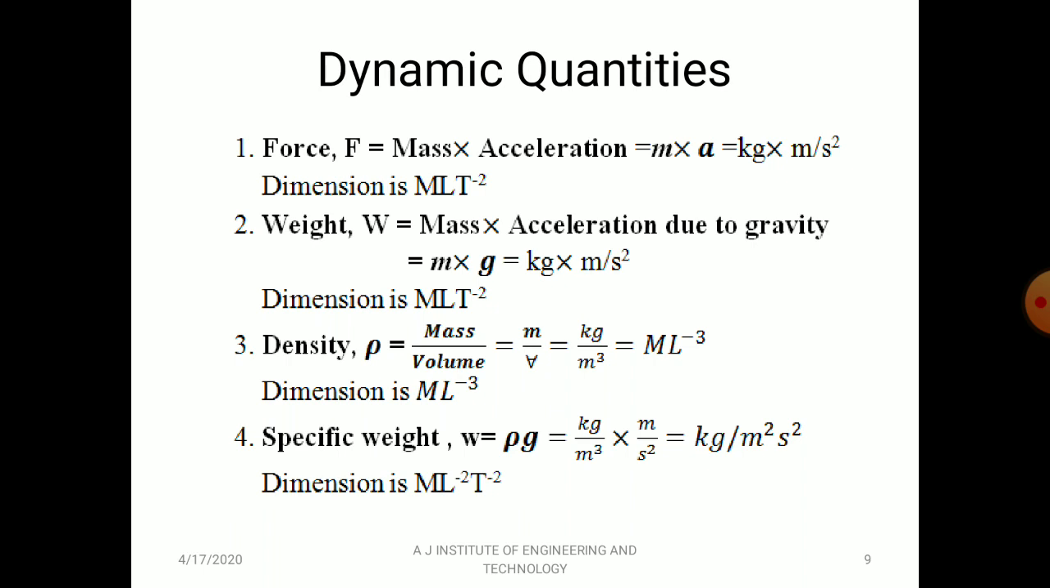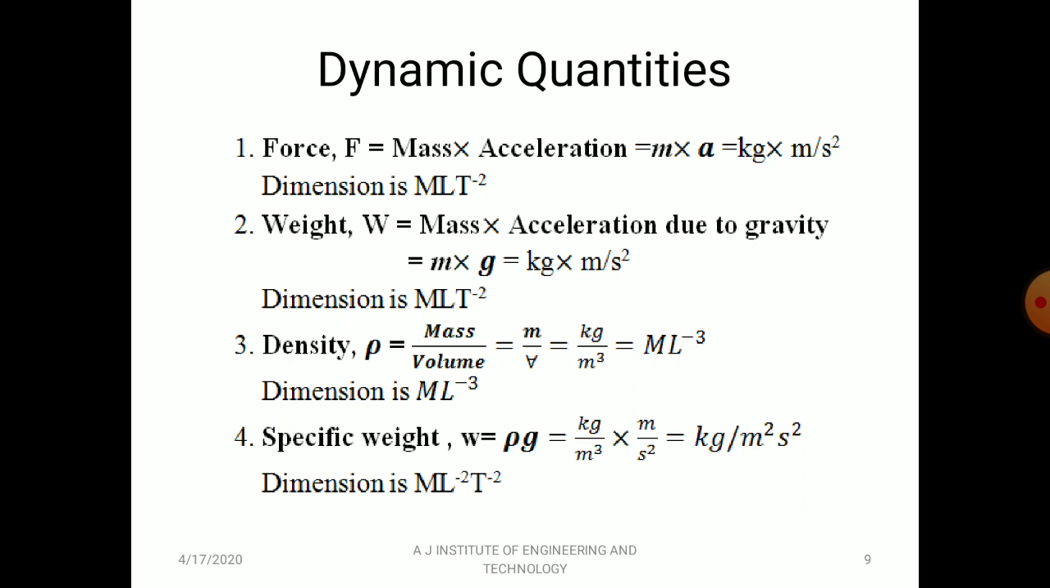Next, density, that is rho, mass by volume, so m by v. The unit of m is kg, divided by volume, that is meter cube. So the dimension becomes, replacing kg by capital letter M and meter by capital letter L, we get the dimension for density as M into L to the power minus 3.